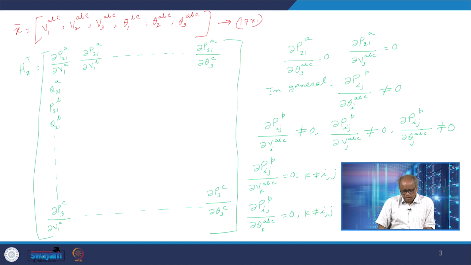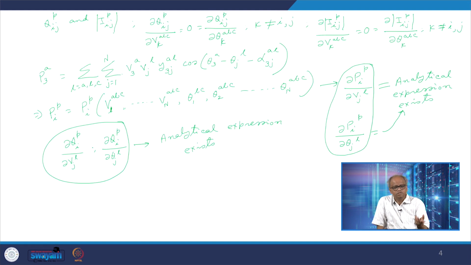As we said, first you have to find these analytical expressions for all the elements of this matrix, and then at every iteration we have to evaluate them and do the Jacobian inversion and so on. We have already said what the final algorithm is.